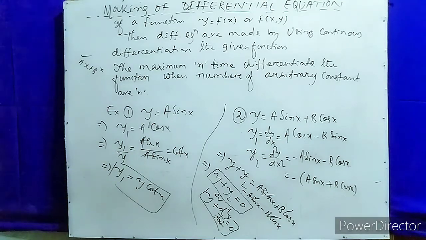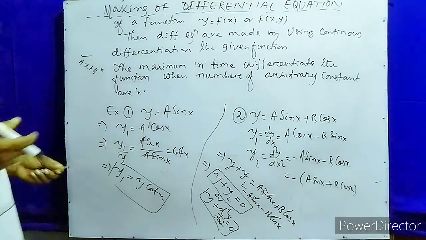Cos x by sin x is equal to cot x. So y1 by y is equal to cot x. Then you can also write y1 equal to y cot x. So this is one of the differential equations. You can also write y1 minus y cot x equal to 0. It is either this form or this form.